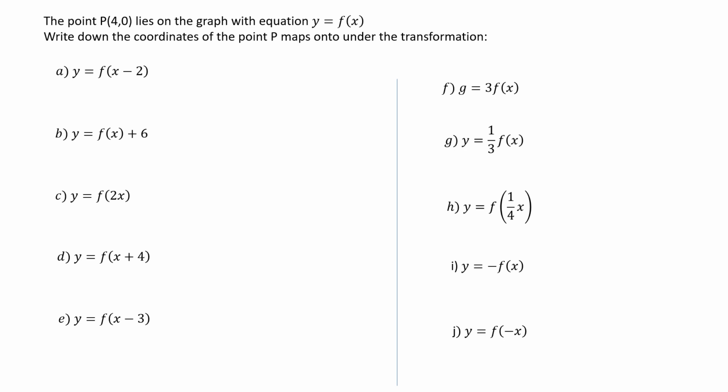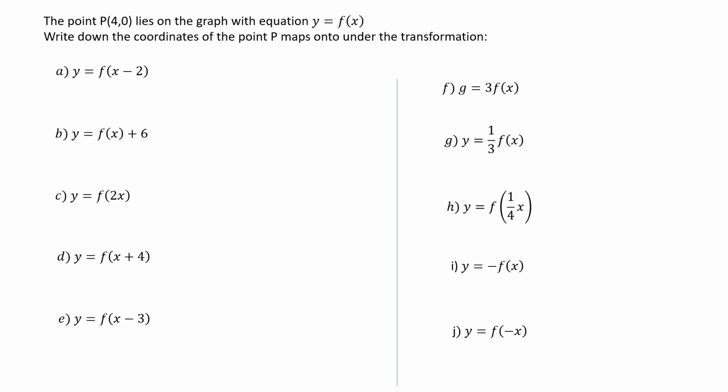The point P 0, 4 lies on the graph with equation y equals fx. Write down the coordinates of the point P maps onto under the transformation. So in this question, we don't know the equation of the graph. We know only the point P and the coordinate. So we need to find the coordinate where the point P is going to sit on the new graph.